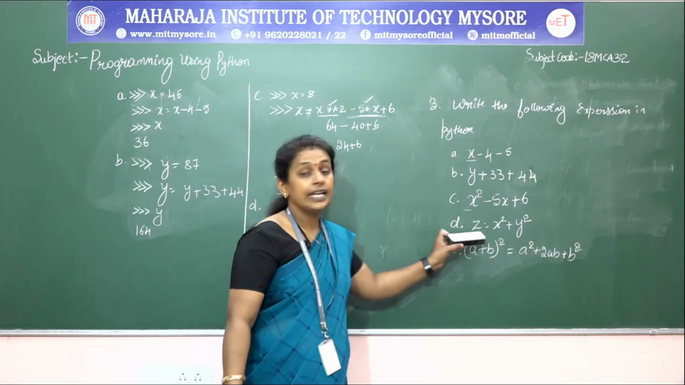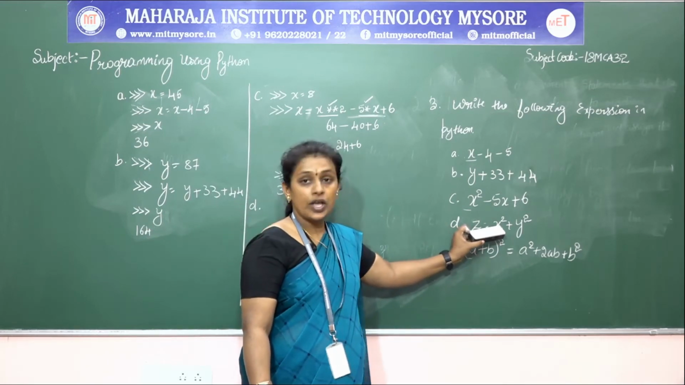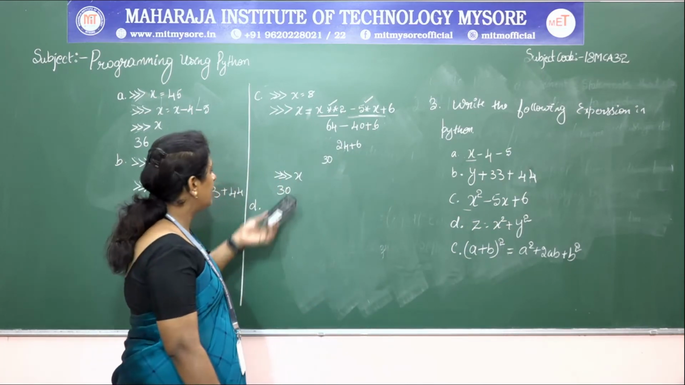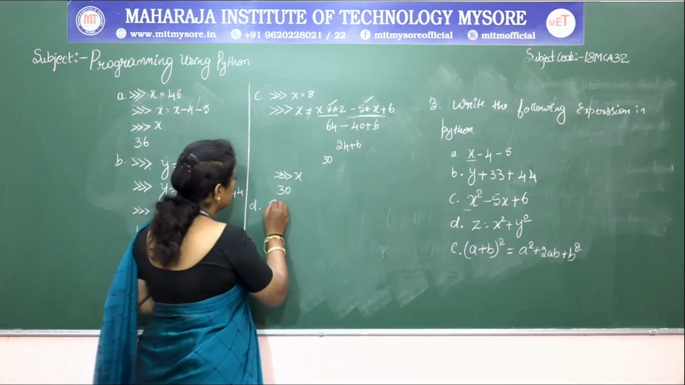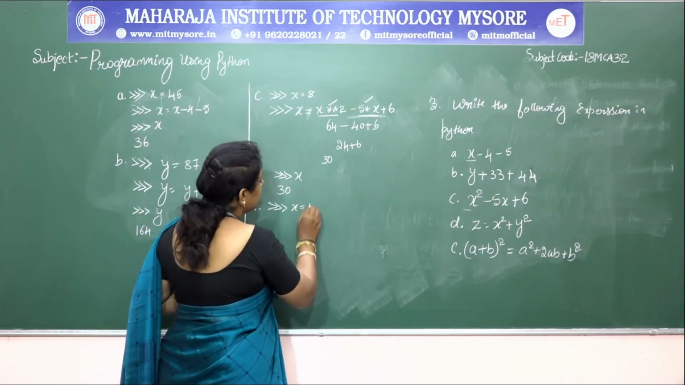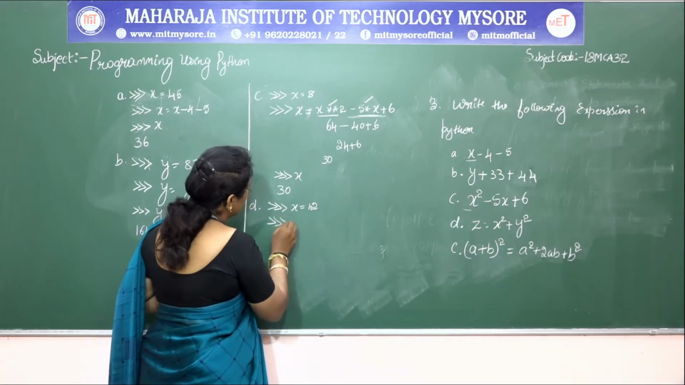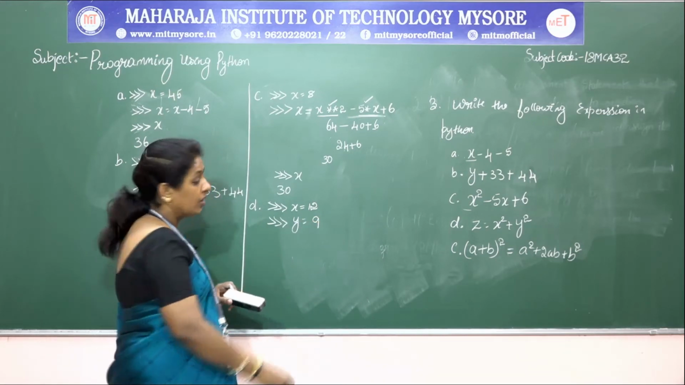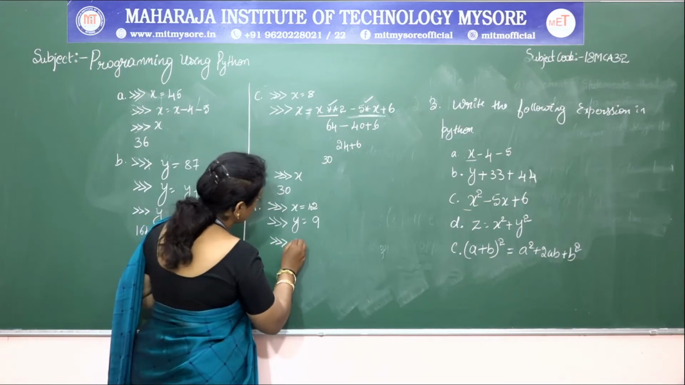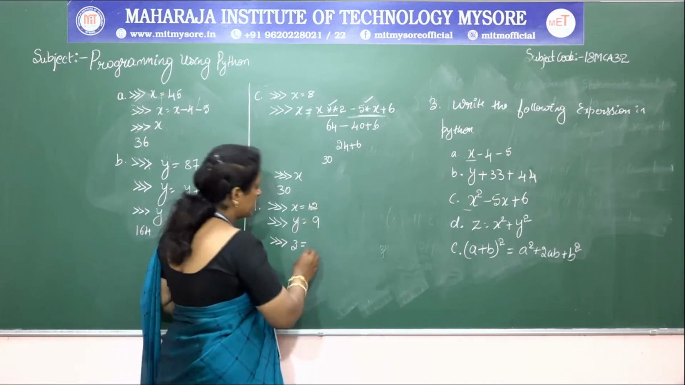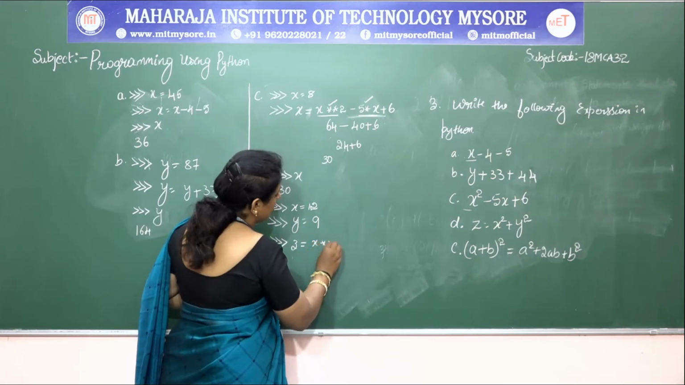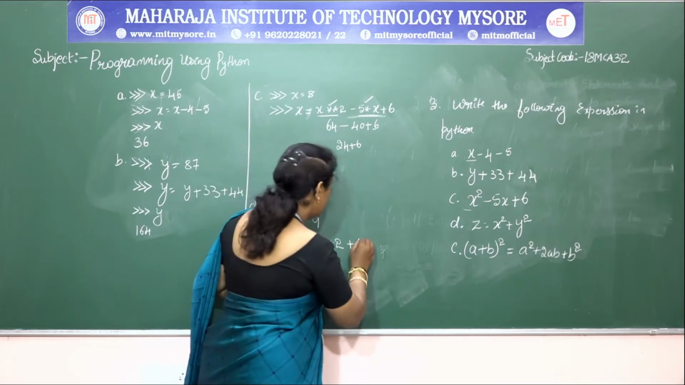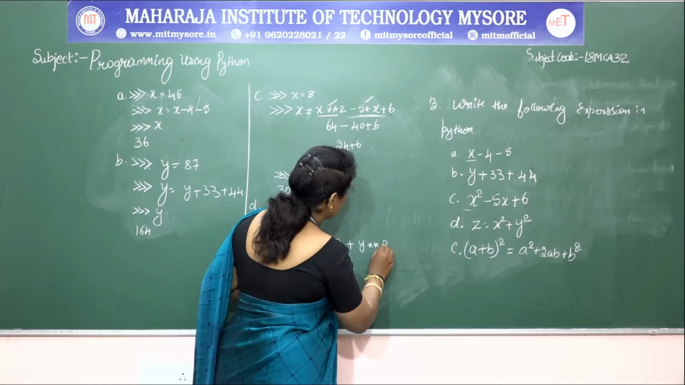Next, go with the next expression, that is z equal to x square plus y square. Here also we are assigning new values to the variables x and y. Assume that the x value is 12 and the y value is 9. I need to write that expression so that z equal to x square. x square can be written as x exponential operator 2, plus y exponential operator 2.